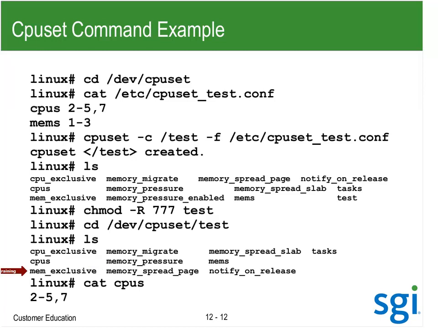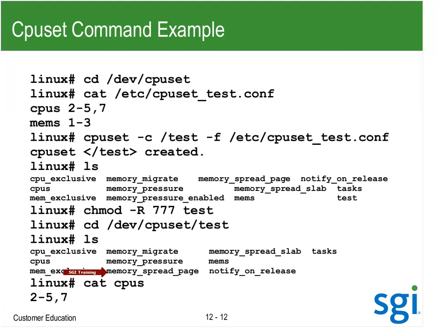Anyway, we have mem_exclusive just like cpu_exclusive. Earlier in the week, I had problems because PBS had taken stuff and I couldn't run my user CPU set script because PBS marked it as exclusive. And then we have memory spread page. So this is my page cache. Anything dirty, read, write, all that sort of stuff. Now, I'm not talking tmpfs. That's the mpol= option in fstab when I mount tmpfs.